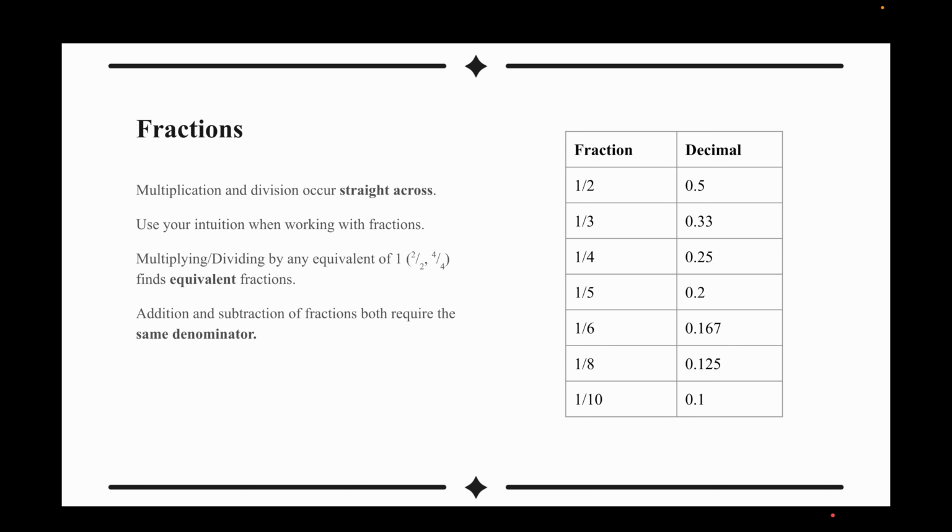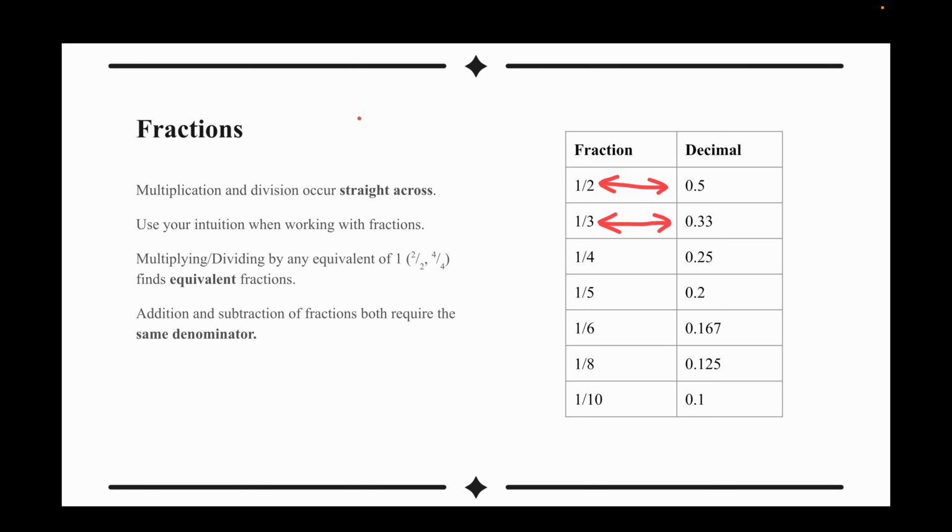Alright, so starting off with fractions, over here on the right I've written out the most common fractions and their decimal equivalents. You should know that 1 over 2 is equal to 0.5 and these are both considered a half. Similarly, 1 over 3 is equivalent to 0.33 and these are both considered a third. You should know that for the rest of these fractions too.